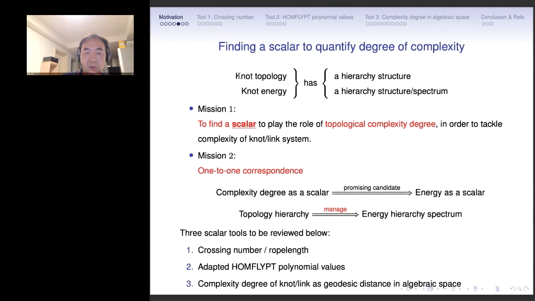That is our observation. Not only topology has a hierarchy structure, energy also has a hierarchy structure. So can we use the first line to manage the second line? Our first mission is to find a scalar to play the role of topological complexity degree in order to tackle the complexity of knot systems. The second mission is to establish a kind of one-to-one correspondence between complexity degree and energy. The first one should be a scalar because the second one is a scalar. We want to use the first one to manage the second one. That means we want to construct a topological hierarchy to manage the energy hierarchy.